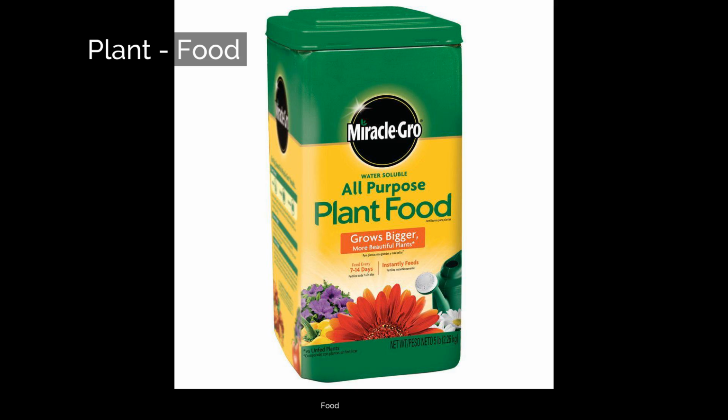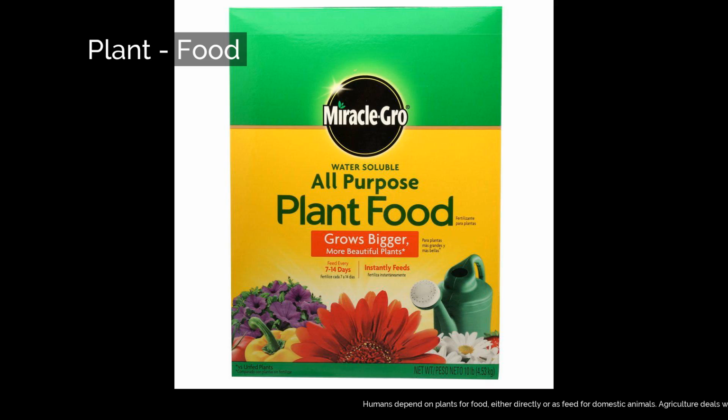Food. Humans depend on plants for food, either directly or as feed for domestic animals. Agriculture deals with the production of food crops, and has played a key role in the history of world civilizations. Agriculture includes agronomy for arable crops, horticulture for vegetables and fruit, and forestry for timber.